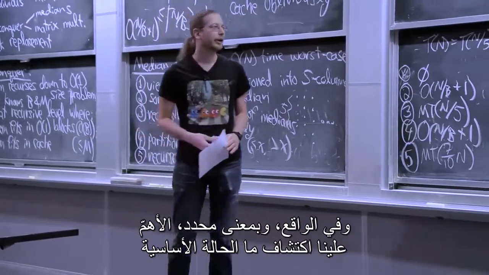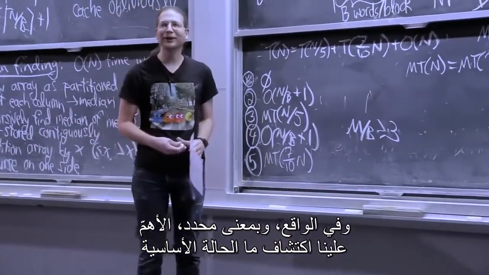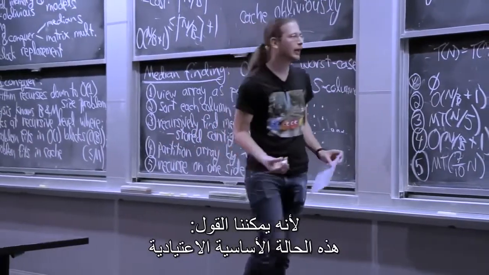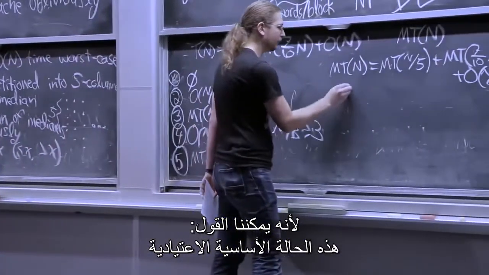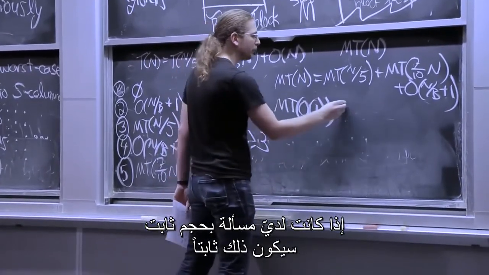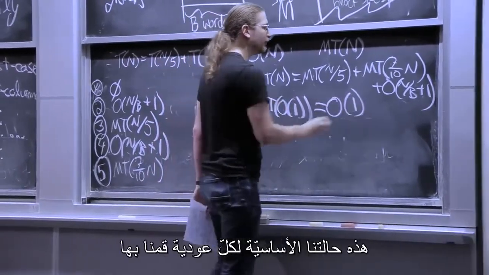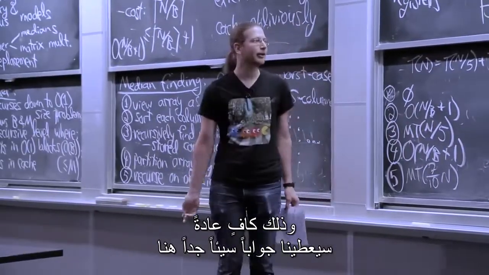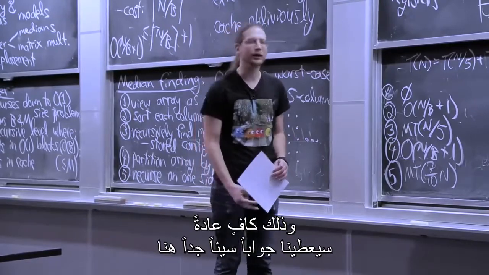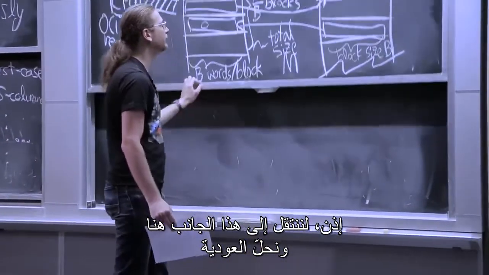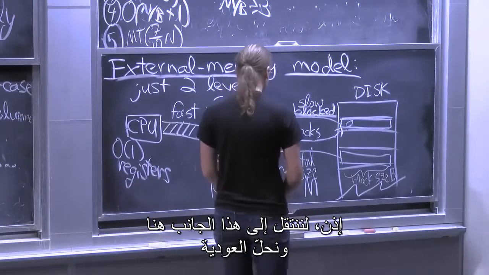And actually, in some sense, more importantly, we need to figure out what the base case is. Okay, because we could say, all right, here's the usual base case. If I have a constant size problem, well, that's going to be constant. This is our base case for every recurrence we've ever done. And that's enough, usually. It's going to give us a really bad answer here. So let's go off to the side here and solve that recurrence.